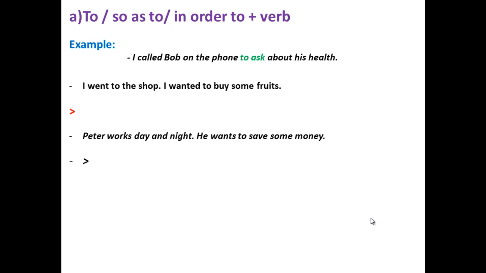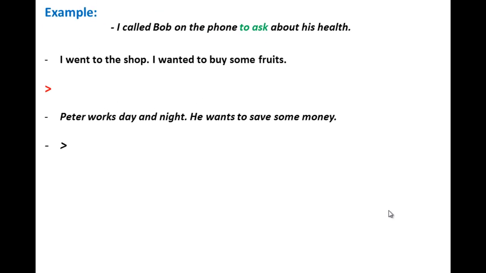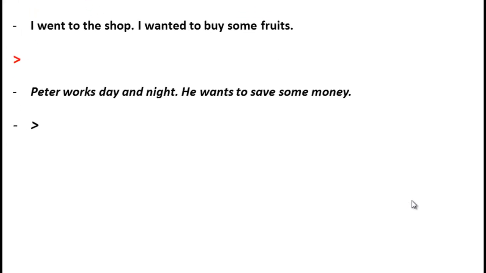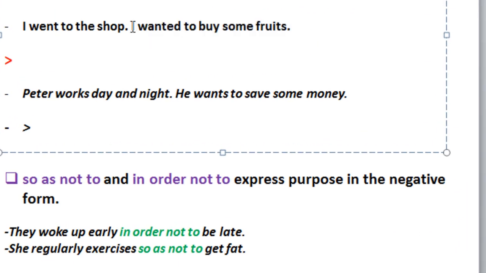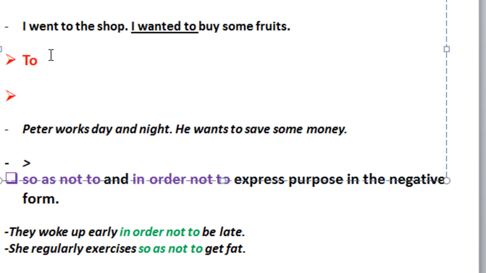So for combining these two sentences in one sentence, we have to delete two words in the second clause because they have replaced an expression of purpose. So the words that should be deleted are I wanted to. So we can provide two different answers. We can either start by to, or put it in the middle of the sentence.